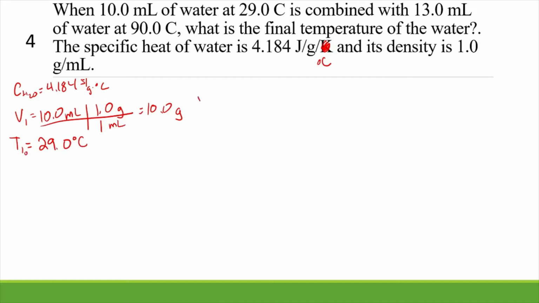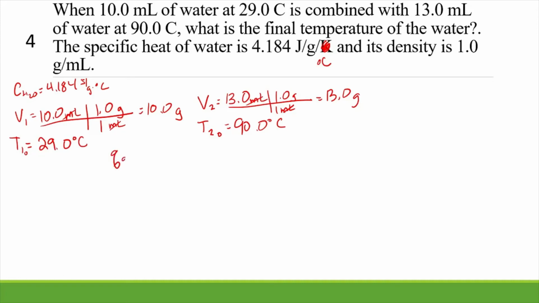And then we have some V2, some other bit of water, 13.0 milliliters. Again, make this into grams, 1.0 gram per 1 milliliter. So we have 13 grams here. And T2 initial is 90.0 degrees Celsius. And we want the final temperature. So we know that the Q gained by one is equal to the negative Q lost of the other. So we're going to be setting these equal to each other.